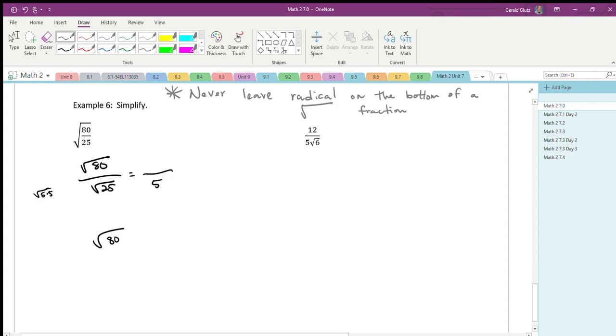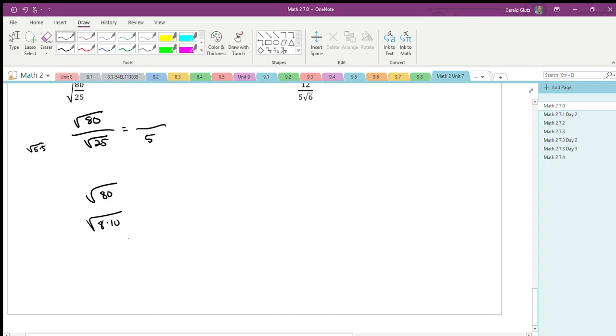So square root of 80. I know that 8 times 10 is 80. 4 times 2 is 8. 5 times 2 is 10. 2 times 2 is 4. So, and we still have a 2, a 5, and a 2.